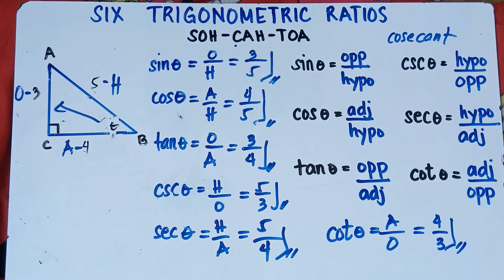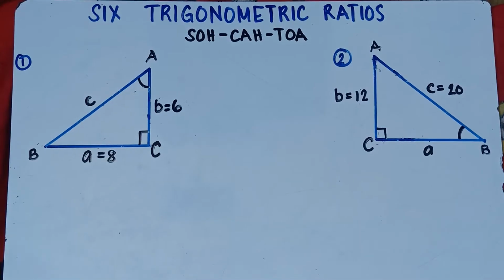So that's it, class, for the 6 trigonometric ratios. Let's have more examples, class, for you to really understand the 6 trigonometric ratios. Alright, let's have more examples. Number 1. So we're told to find the 6 trigonometric ratios.